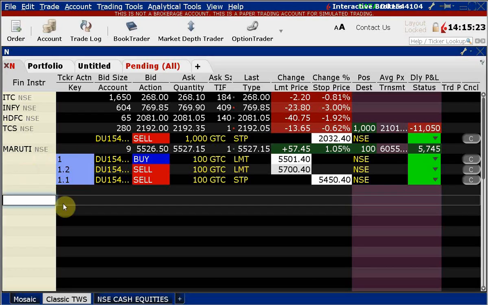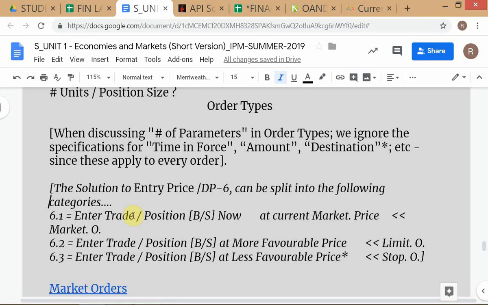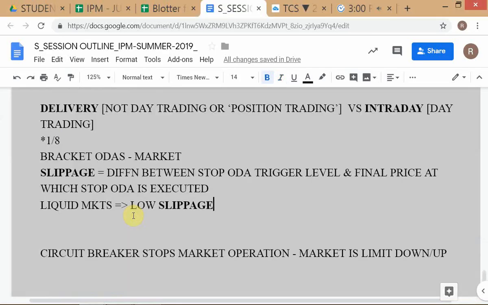In liquid markets, like currency markets, or in India the most liquid market we have, the cash equities market, but only the top shares. That's why I tell you to confine yourself to the Nifty 50, so that you're trading in liquid shares. So you understand this concept of liquidity: the ability to transact in large volumes without moving the price. So liquid markets have low slippage.